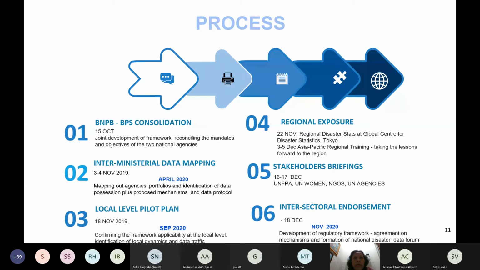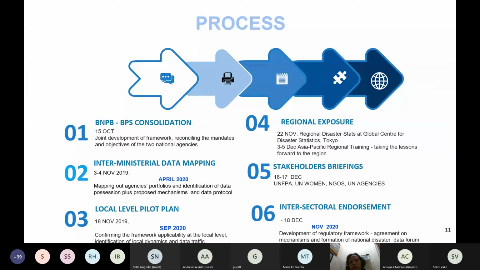We use Sulawesi Tengah, Poso, that experienced a disaster in 2019. And we also have the regional exposure in Tokyo. Pak Puji and our staff in BPS already exposed the plan that we made related to disaster management.